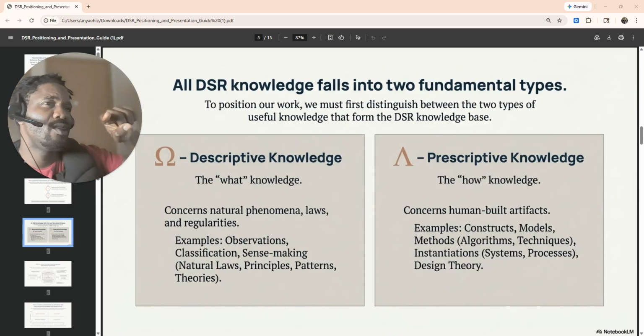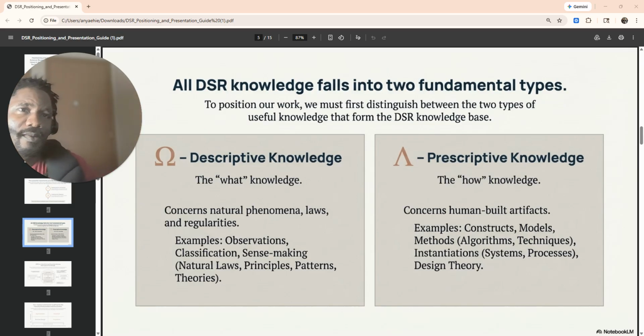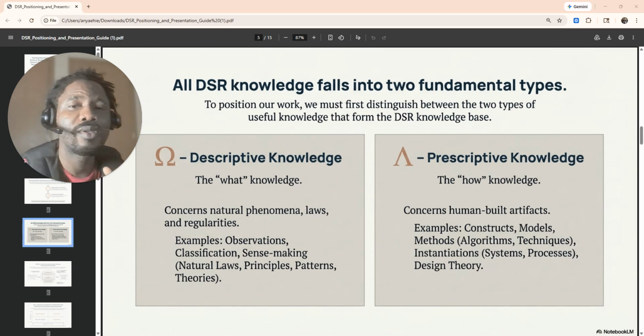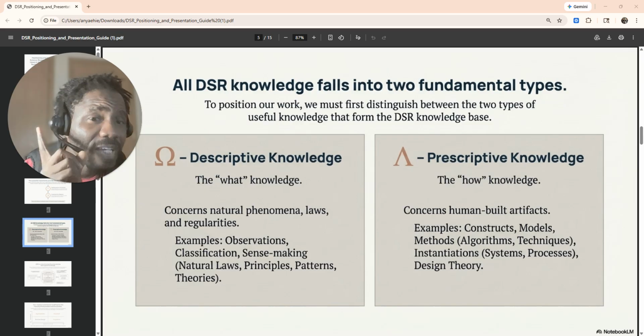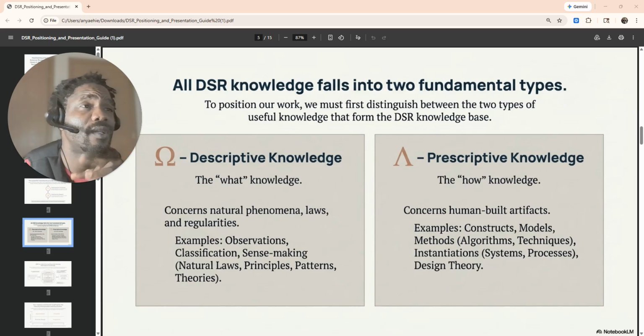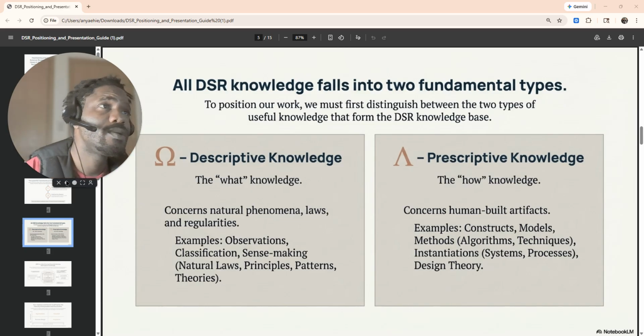So it's a loop. You use descriptive knowledge to inform your design and create prescriptive knowledge. And after you have the prescriptive knowledge, from there you come up with descriptive knowledge, a theory for your design. So it's a loop. Design science creates this prescriptive knowledge, but it relies on and also contributes to descriptive knowledge. So going to slide 6.